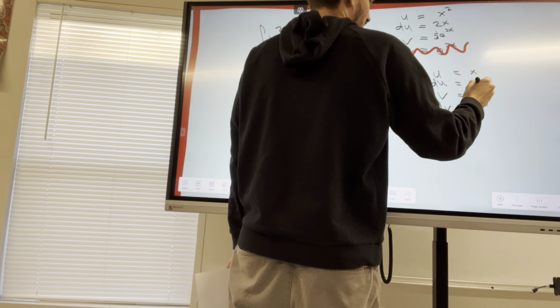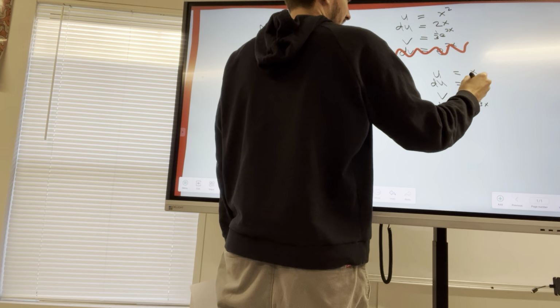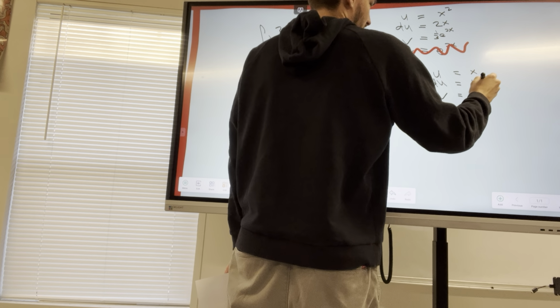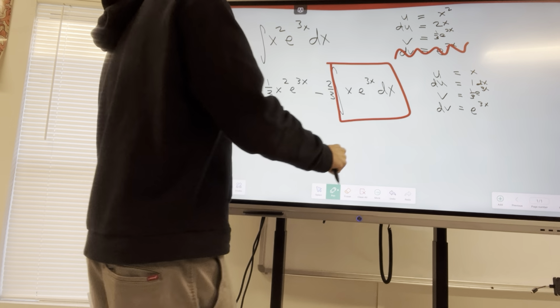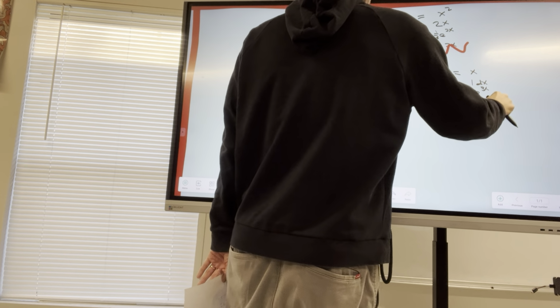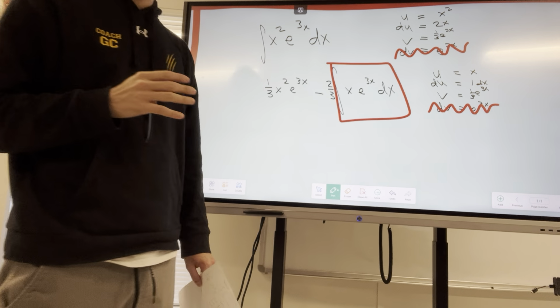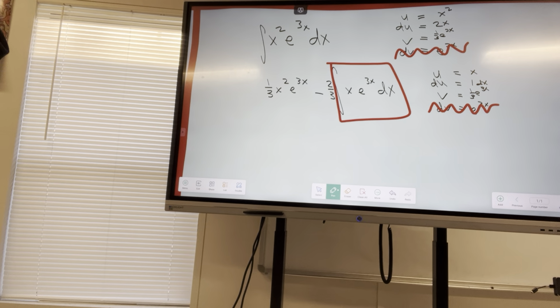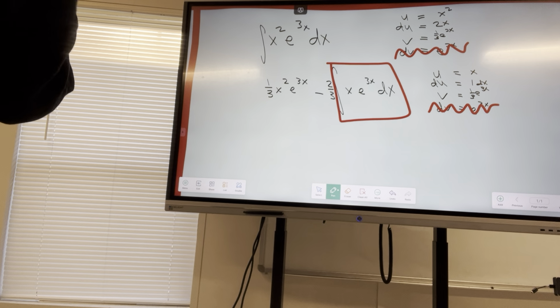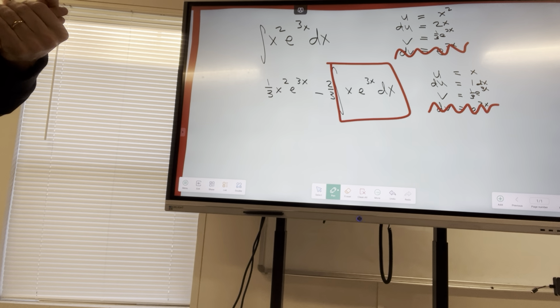du is going to be 1 dx. The integral, same thing as before, 1/3 e to the 3x dx. Now, we've gotten to the point where that 1 finally showed up. We've gone from having 2 things that are going to be multiplied together to only having 1, which means we're going to be able to solve this question.